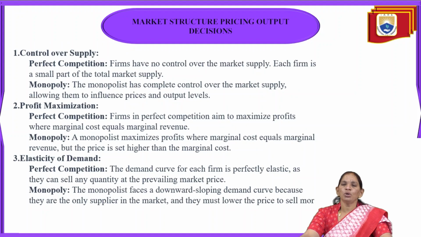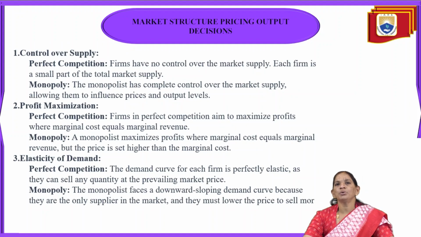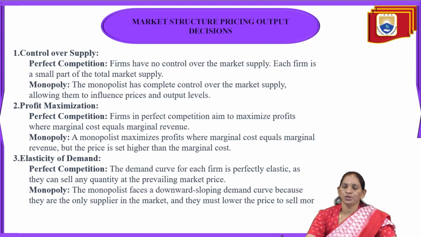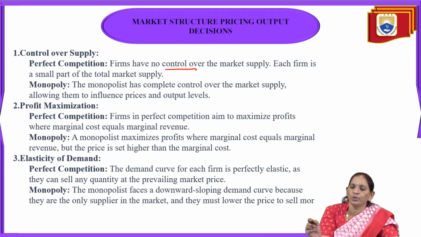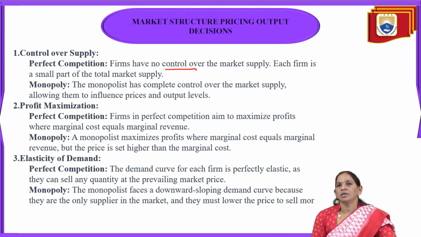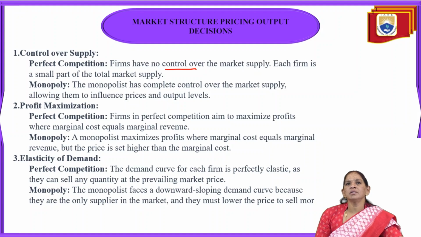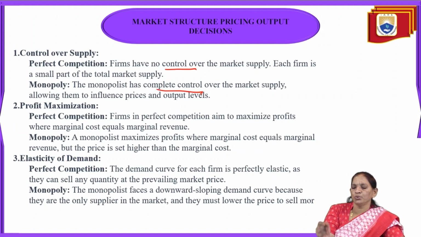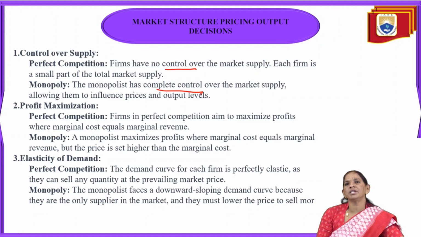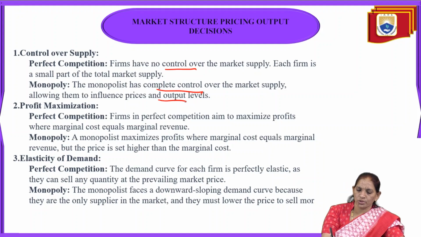Next, control over supply. In perfect competition, firms have no control over the market supply. Each firm is only a part of the total market supply. When you consider the monopoly, they have complete control as a single producer. He has complete control over the market supply, which allows him to influence prices and output.